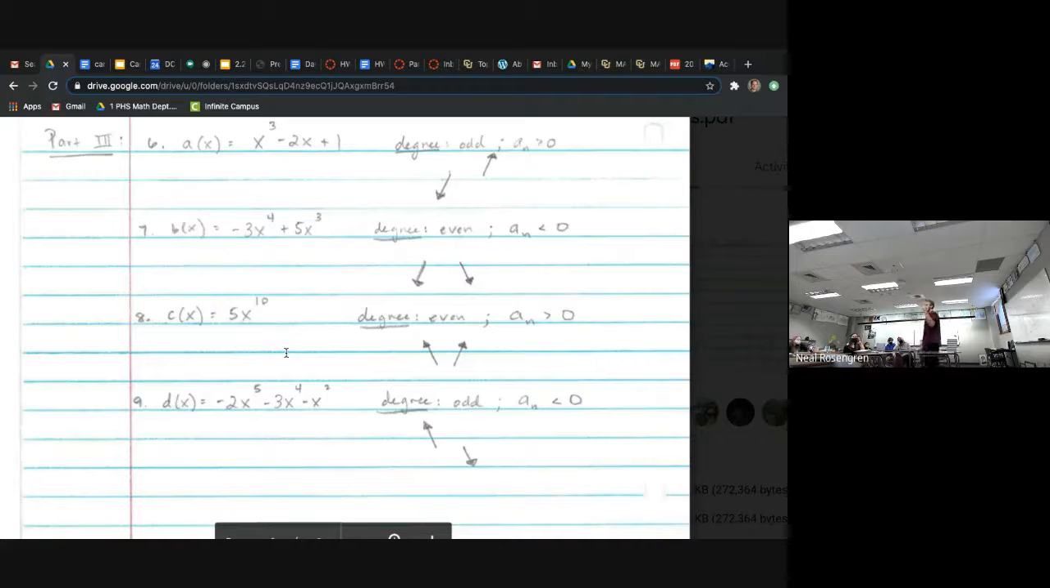For 7, leading coefficient was negative, so I know my right arrow is down. Degree is even, so I know that they're the same. Down, down. For 8, leading coefficient is positive, so right arrow, up. Degree is even, so same. So up and up. And leading coefficient is negative for number 9, so down. Degree is odd, so opposite. Up, down.